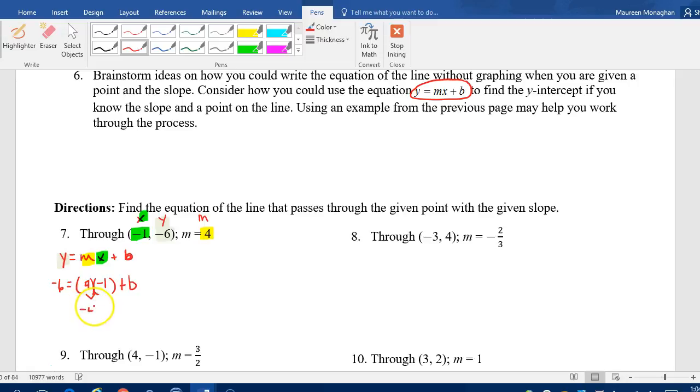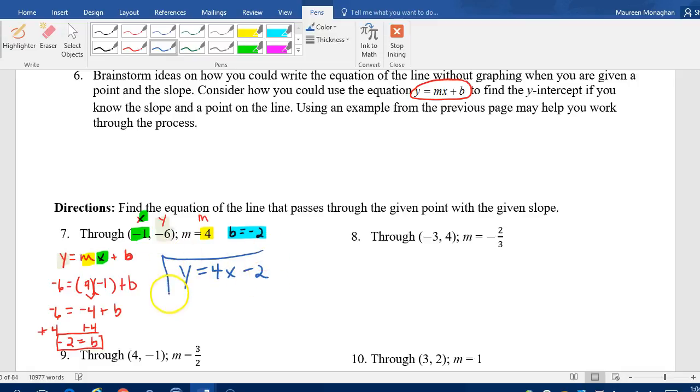4 times negative 1 is negative 4 plus b equals negative 6. This is a one-step equation. This is back in 6th grade. So what we get here is negative 2. So b equals negative 2. Well, now we know b is negative 2, so we can write our equation. Y equals 4x minus 2. This is one way to do it instead of trying to graph them.